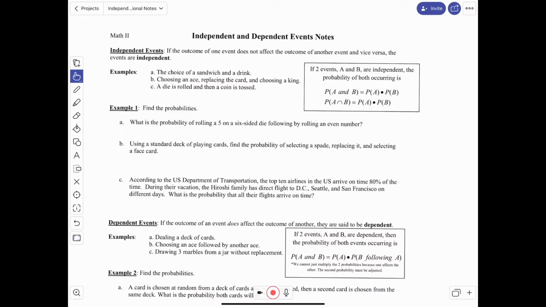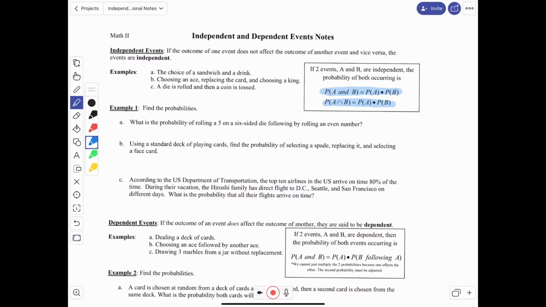So examples would be like the choice of a sandwich and a drink, or choosing an ace, replacing it, and choosing a king, or a die is rolled and then the coin is tossed. Those things are not going to affect each other. So our notation, looking over here, would be that you just multiply those two probabilities together to get the overall probability. And so the probability of A and B would be the probability of A times the probability of B.